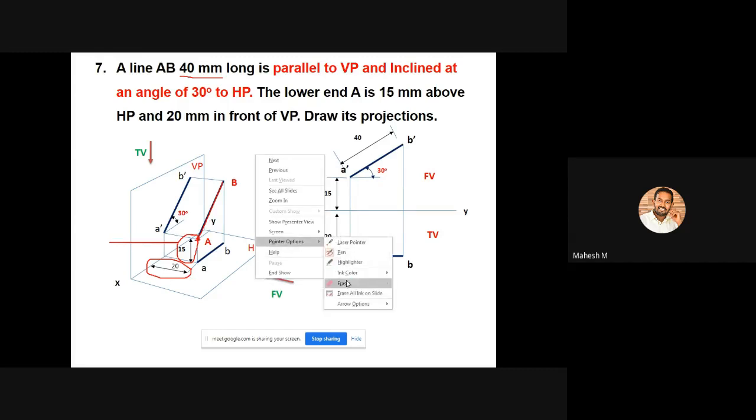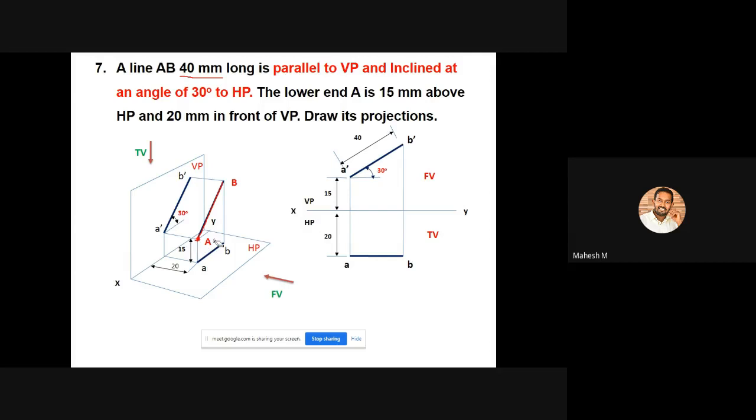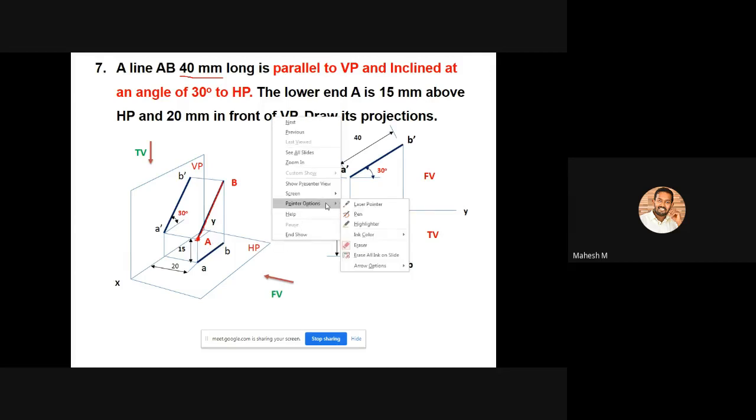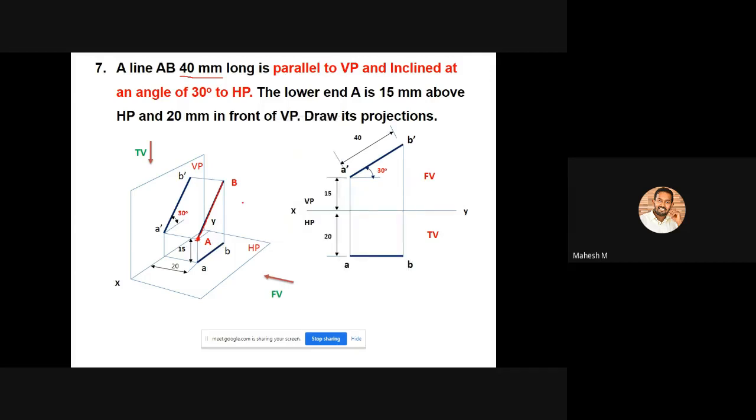So now we got the first point. Now we can continue with our problem. So what is our problem? We have to draw the line, that means a 40 mm length of line with an angle of 30 degree to the HP. So here you can draw a horizontal line, then you can create a 30 degree inclined line. So you can pick a point from this. From A, it should have a 40 mm distance to B.